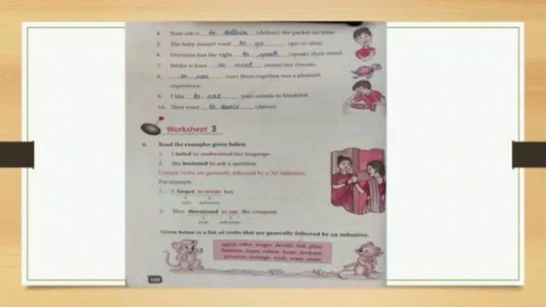In worksheet 3, some verbs are given in the box that are generally followed by an infinitive. Here, examples are given. I failed to understand her language. She hesitated to ask a question. Here, the verb failed is followed by the infinitive to understand, and hesitated is followed by the infinitive to ask.